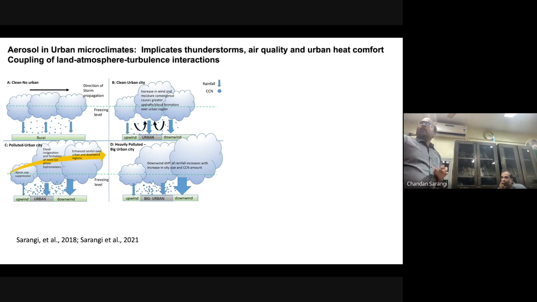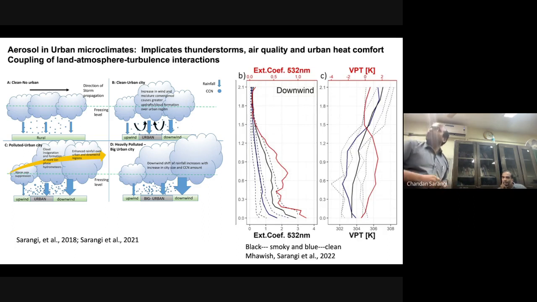We are still working on this idea; my PhD and MTech students are working on it over Chennai and thunderstorms. And at the same time, we also realize that these radiative interactions, for example, the crop residue burning in Delhi, matter too.